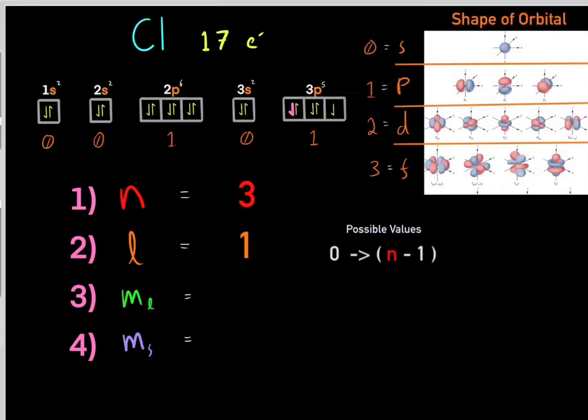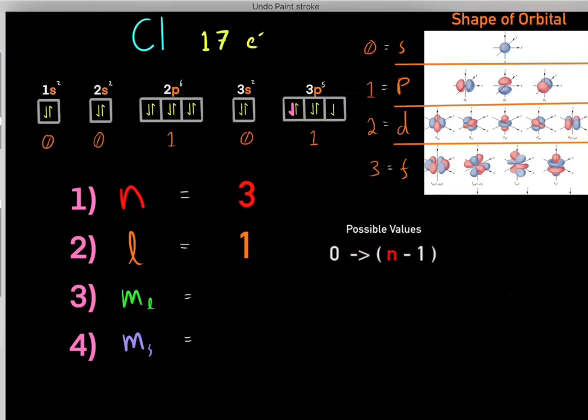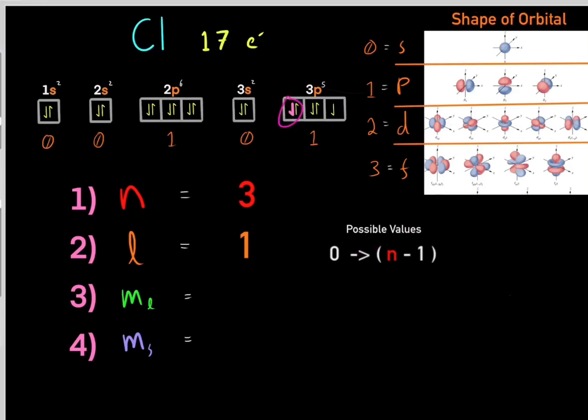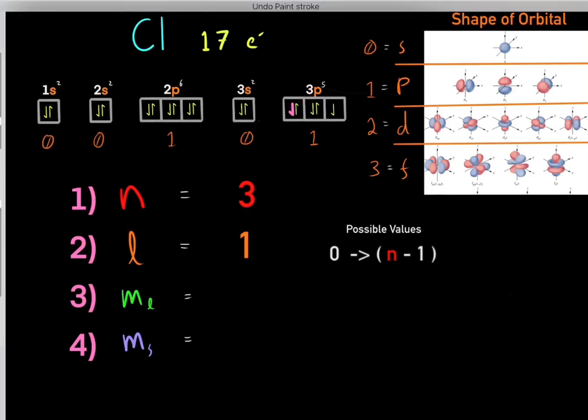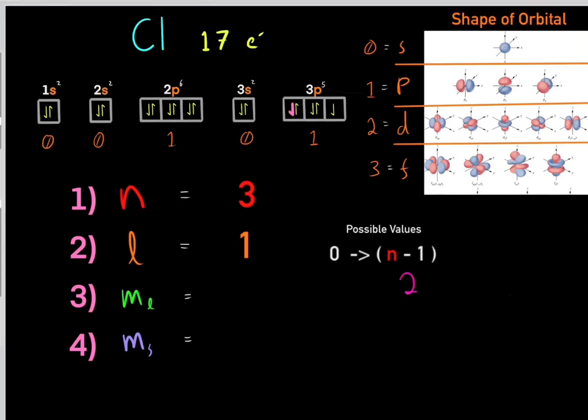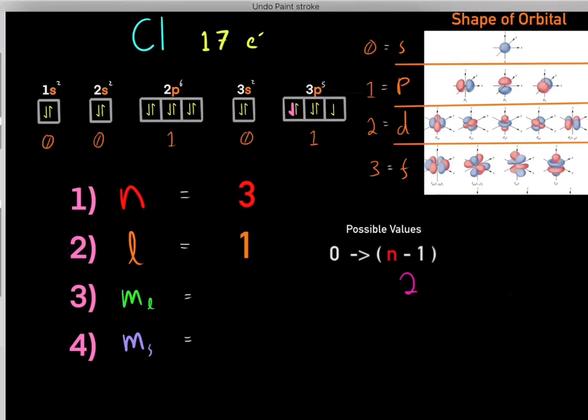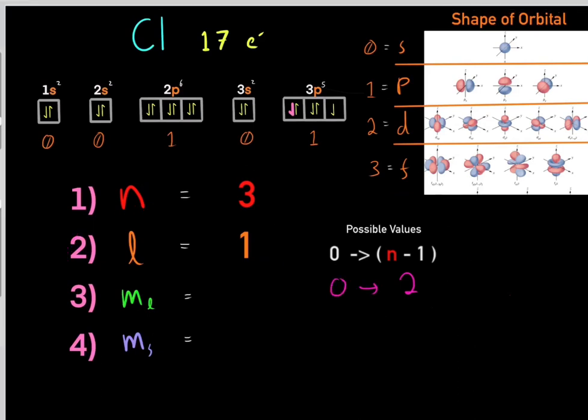And something you just need to know is that the possible values of azimuthal quantum numbers are 0 all the way to n-1. So we see this particular electron, we know it has an n of 3. We already determined that. So we know n-1 is 3 minus 1, which is simply 2. So now we know the possible values of an azimuthal quantum number are 0 all the way to n-1, which is 2.